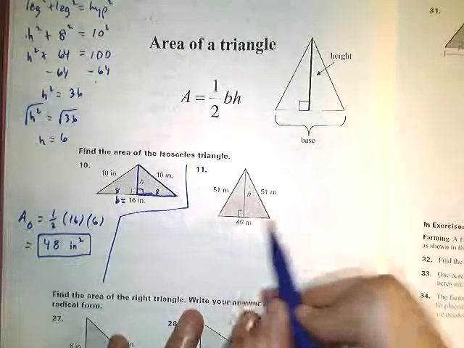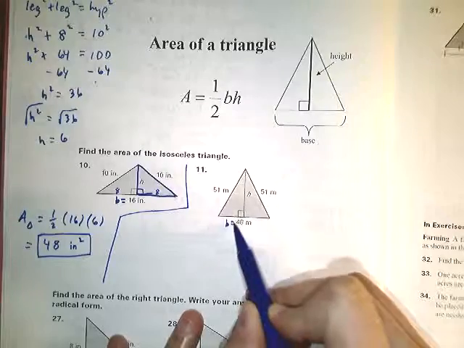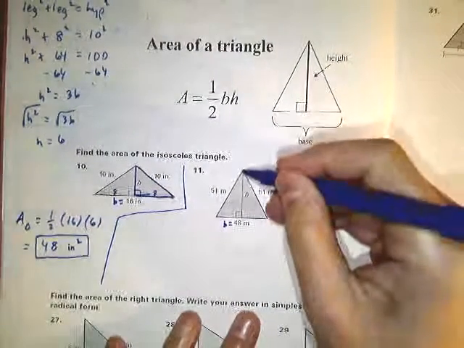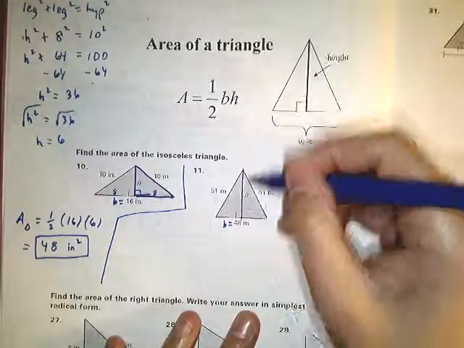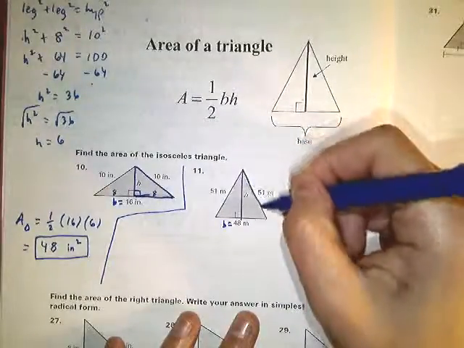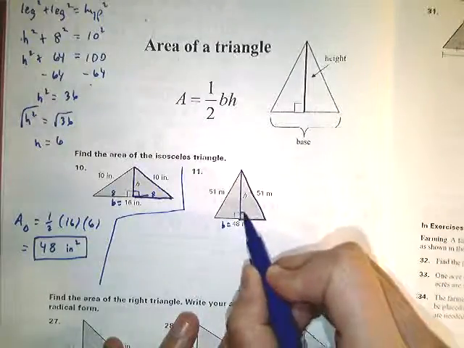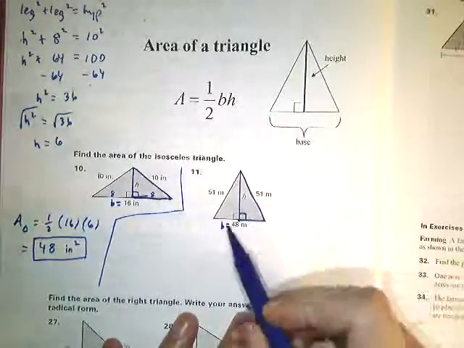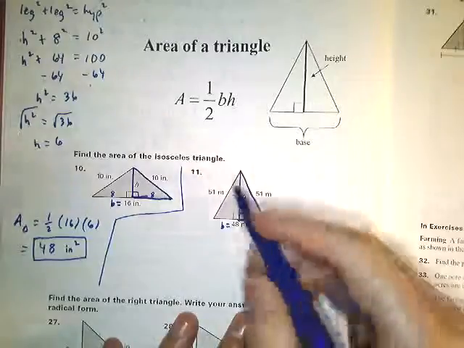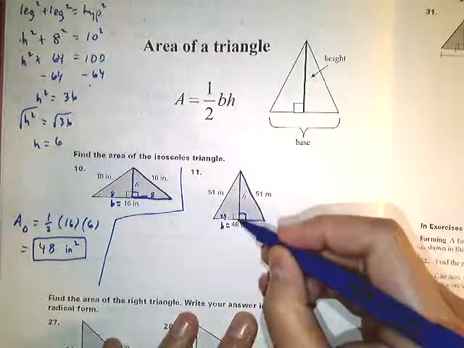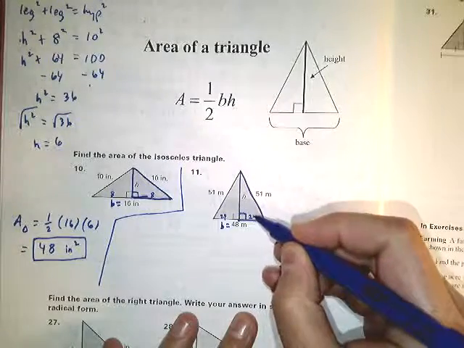We have a base going all the way across, length of 48 meters. This is an isosceles triangle, so it's basically made up of 2 right triangles. If we drop our height straight down the center there, you have a right triangle on one side and a right triangle on the other side, like so. And if this is 48 all the way across, that means that each side down here, from here to here would be 24, and from here to here would be 24, like so.